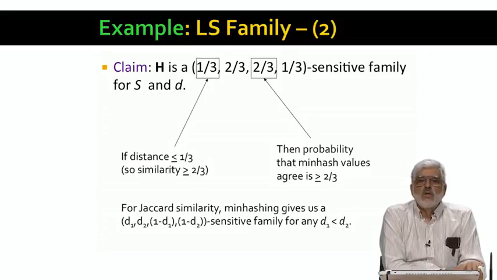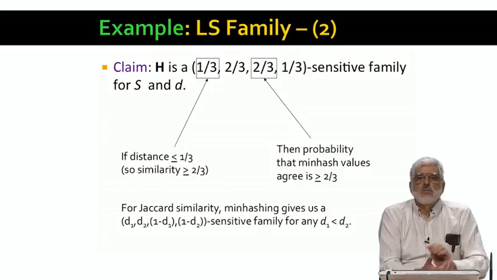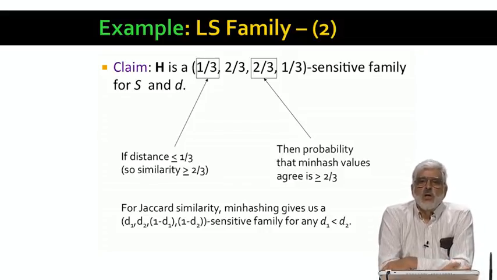We can make many statements like this about the family of min-hash functions. There's nothing special about 1/3 and 2/3. In fact, for any distances d1 and d2, as long as d1 is less than d2, the min-hash functions form a family with sensitivity d1, d2, 1 minus d1, 1 minus d2.